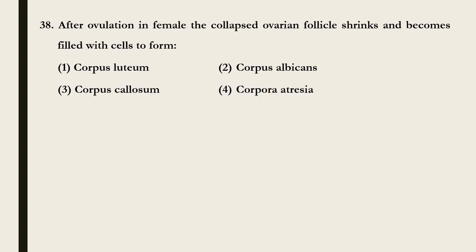Question number 38. After ovulation in female, the collapsed ovarian follicle shrinks and becomes filled with the cells to form: option 1, corpus luteum; 2, corpus albicans; 3, corpus callosum; 4, corpora atresia. The options. Let's see that.